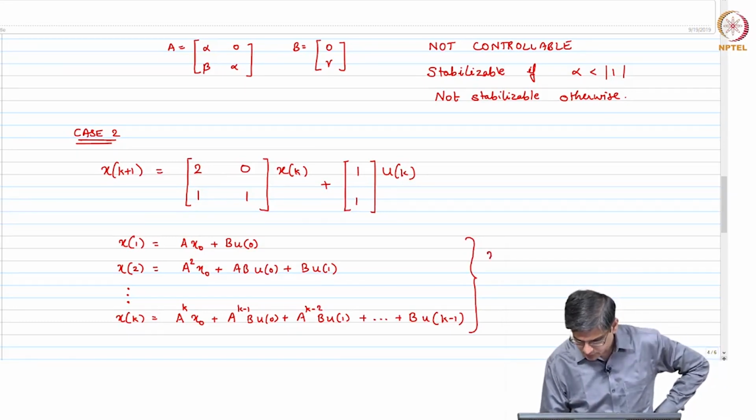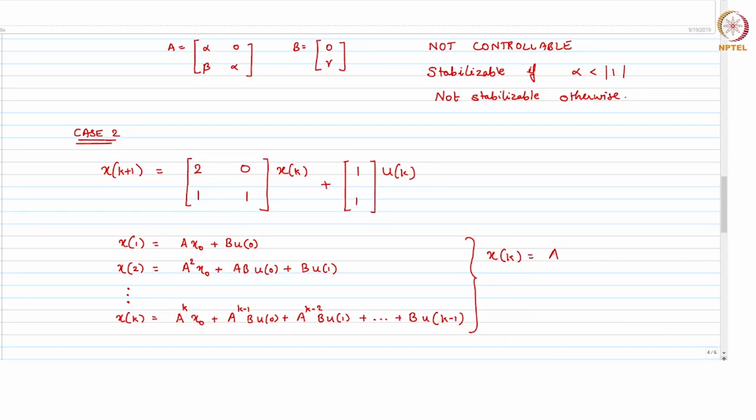If you put all of this together, okay, this is what you get. So, first question: is the system stabilizable?